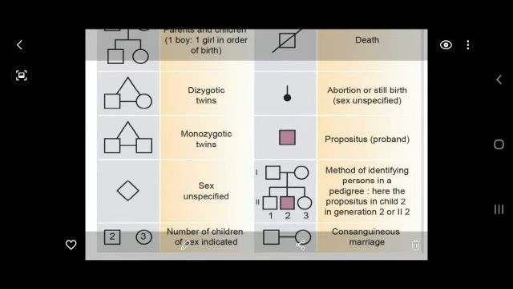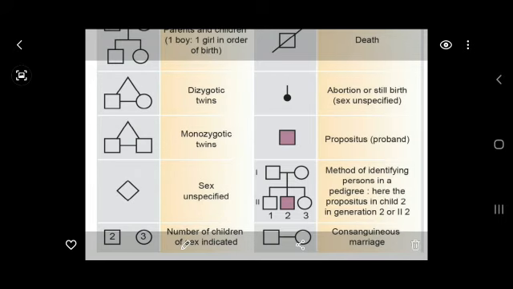If it is a triangle, then it is dizygotic twins. The dizygotic twins are represented here like this, as a boy and a girl. Actually, dizygotic twins will be like this, and there will not be a line in between, whereas the monozygotic twins have a line between. If it is diamond or rhombus shaped, then it is sex unspecified.